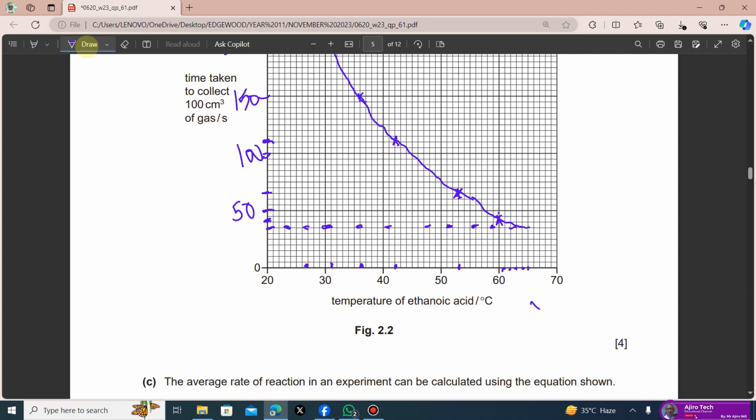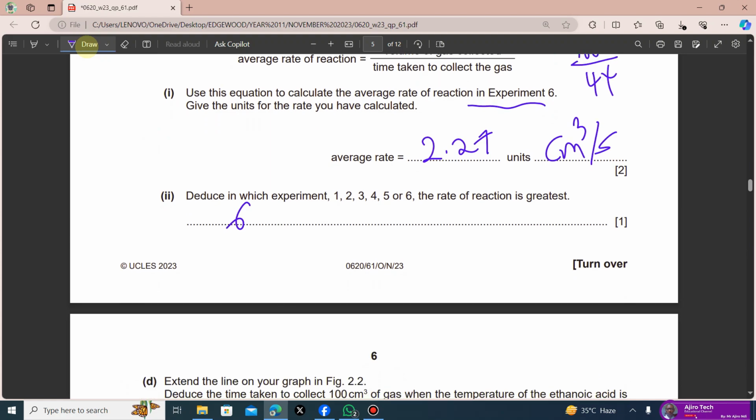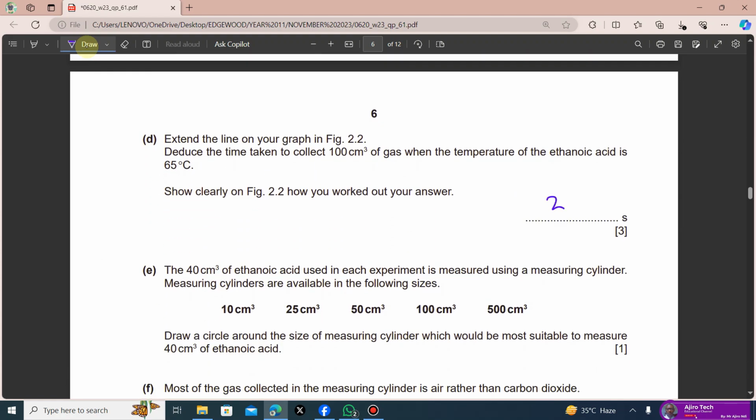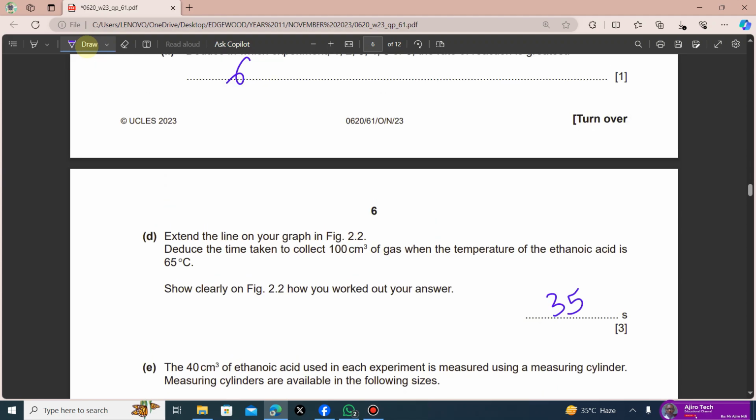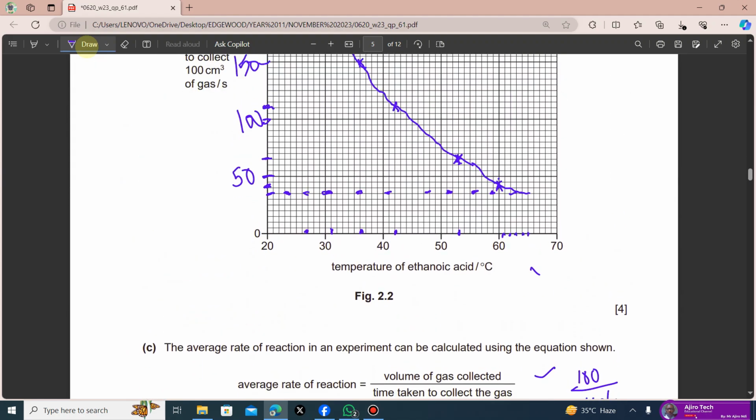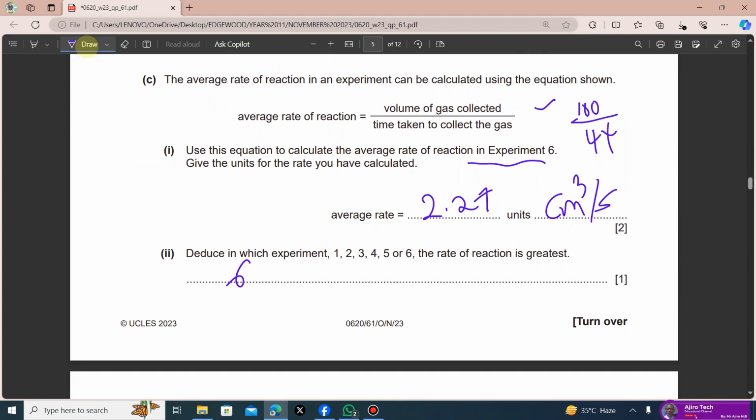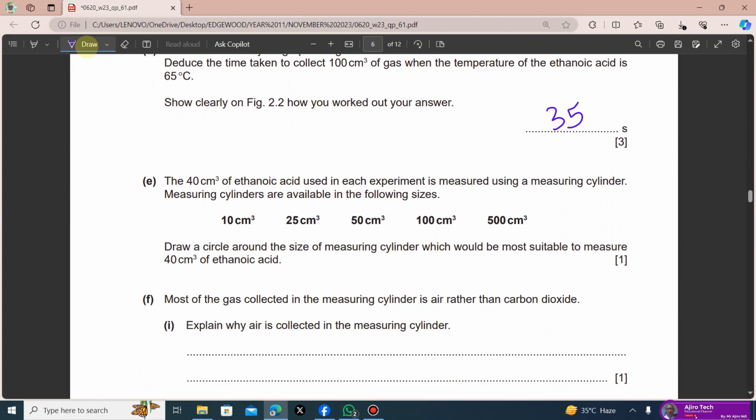Okay, so 35 seconds from my graph. Let's confirm again. This is 5, 10, 15, 20, 25, 30, 35, 40, 45, 50. So it's 35 seconds. That is how you do such, just trace it. Make sure that you have a good curve so that you can look at where it touches 65 degrees Celsius and you extrapolate it to where we have the y-axis and you get the value of what you are looking for. So that was what was done there.